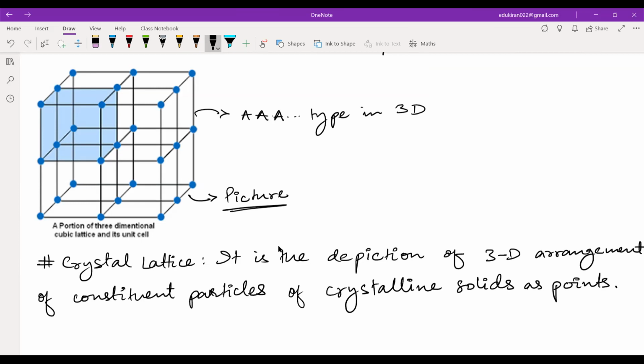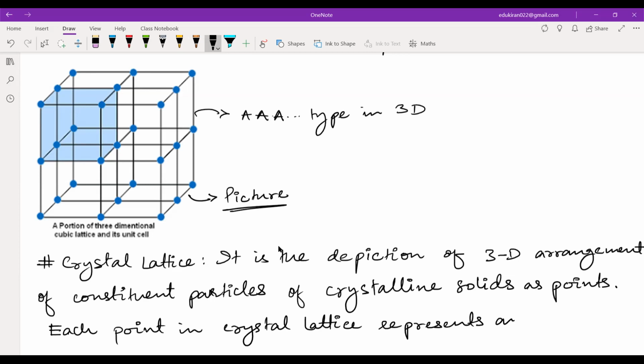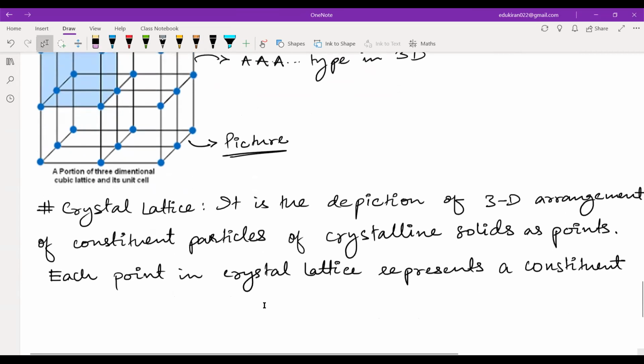Now, each point in a crystal lattice represents a constituent particle. Just write this down. Let me know if you're done.